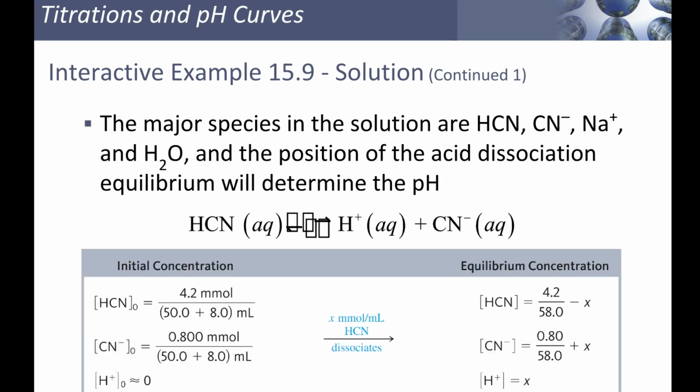So the 4.2 millimoles of HCN is your initial, right? 0.8 millimoles is cyanide, and you don't have any H to begin with. At equilibrium, you have HCN, you have CN minus, and you have H plus. But how much of each do you have? So, 4.2 over 58, because it was 50 to begin with, you added 8 milliliters. Cyanide was 0.8 to begin with, and then you, again, divided by 58. And hydrogen, you don't have any in the beginning, because you started with HCN.